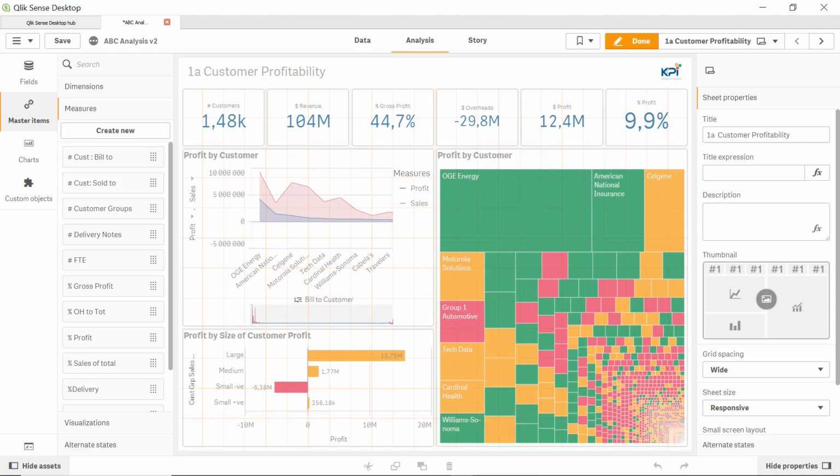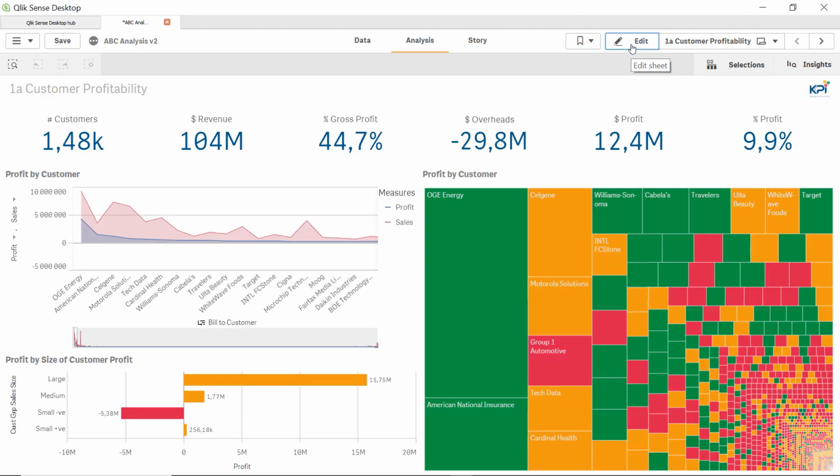So what I've got in front of me is a dashboard. All this data is fictitious data. It's the typical scenario that we see when we go into clients. The spread of data is very typical of what you see in the real world. And in fact, most clients that we work with, their data would look something like this. So in this example, I've got close to 1,500 customers. I've got revenue of $104 million. Gross profit of 44.7%. There's the overheads. I've got a profit of $12.4 million and a percentage profit of 9.9%.